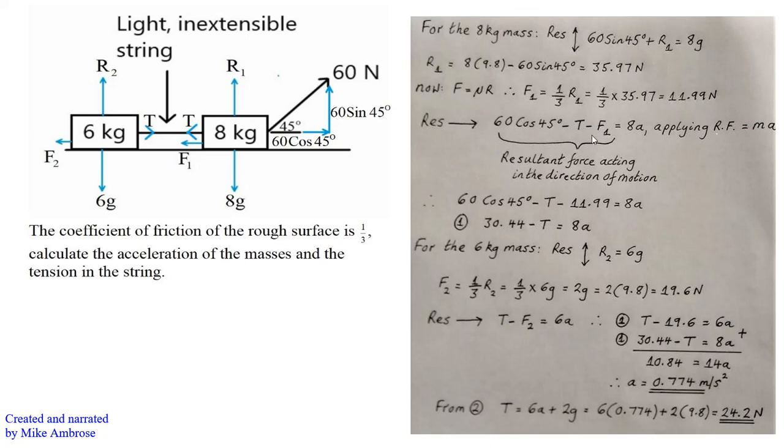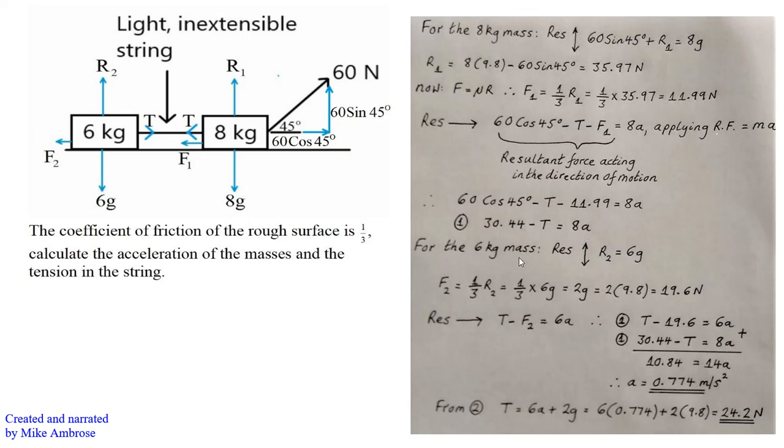The left hand side will be the resultant force acting in the direction of motion, which is to the right, and applying resultant force equals mass times acceleration gives the right hand side as 8a. Substituting F1 as 11.99, the equation then becomes 30.44 minus T equals 8a.